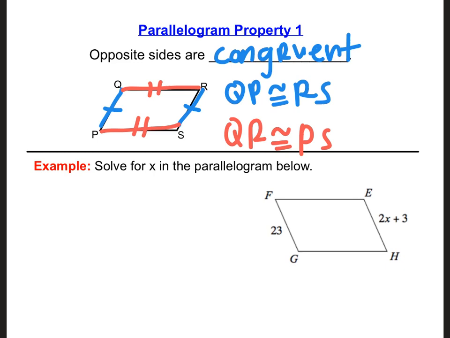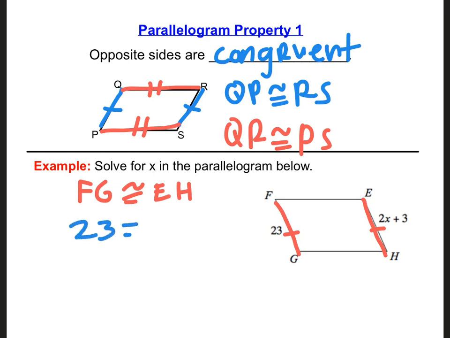For your examples for these ones, you have to solve for x in your parallelogram. You'll be given a pair of parallel sides, which again means they're congruent. So I know FG is congruent to EH, but that also tells me that those two things are equal to each other. So I know FG is 23, and that's going to be equal to 2x plus 3.